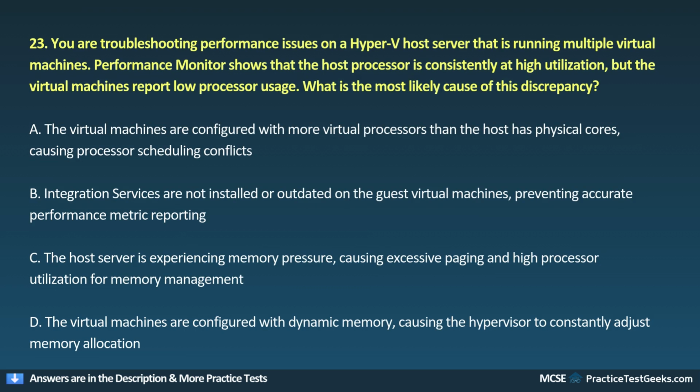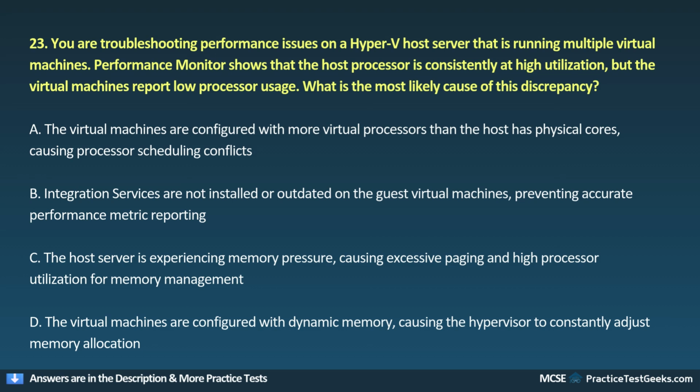23. You are troubleshooting performance issues on a Hyper-V host server that is running multiple virtual machines. Performance Monitor shows that the host processor is consistently at high utilization, but the virtual machines report low processor usage. What is the most likely cause of this discrepancy?